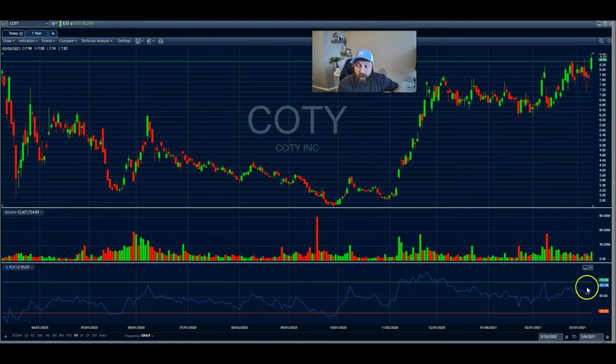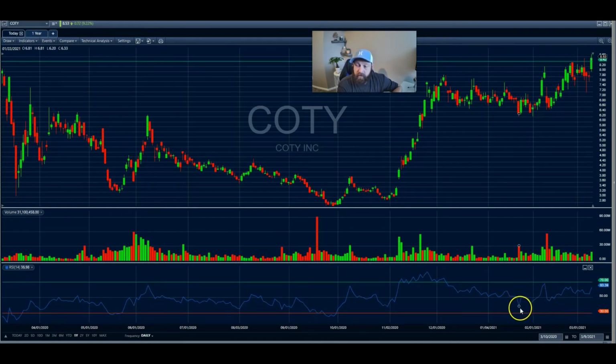Some of them I may go up to 85 depending on what the candlesticks look like. But typically that 80 to 85 range is about my max. And usually I'm looking for the RSI to be above 50, which is this 50 line right here in the middle. So we're above that.